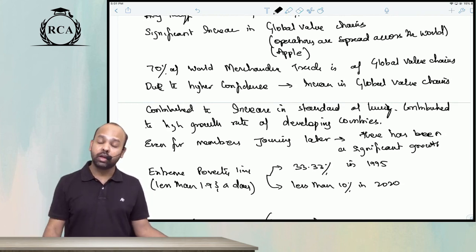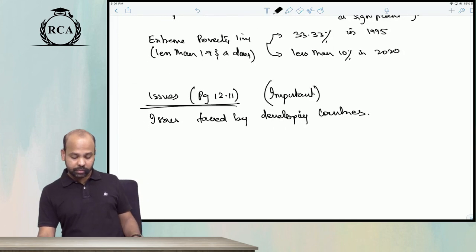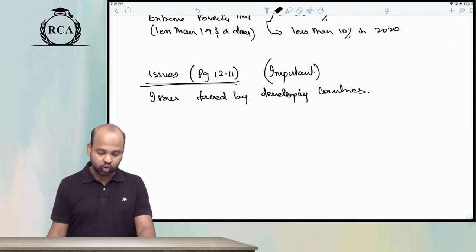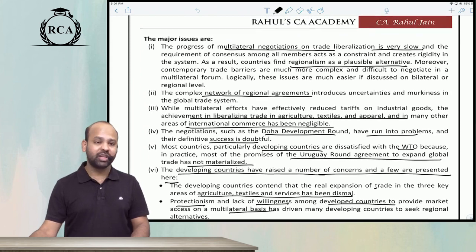And 33 1/3% of the people were below the extreme poverty line. Now it is only 10%. And then we spoke about the issues, general issues and also the issues that are faced by the developing nations.